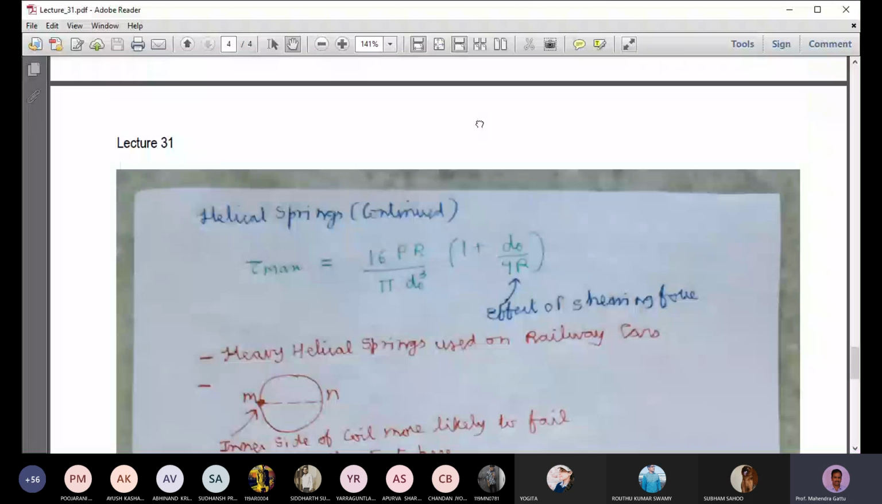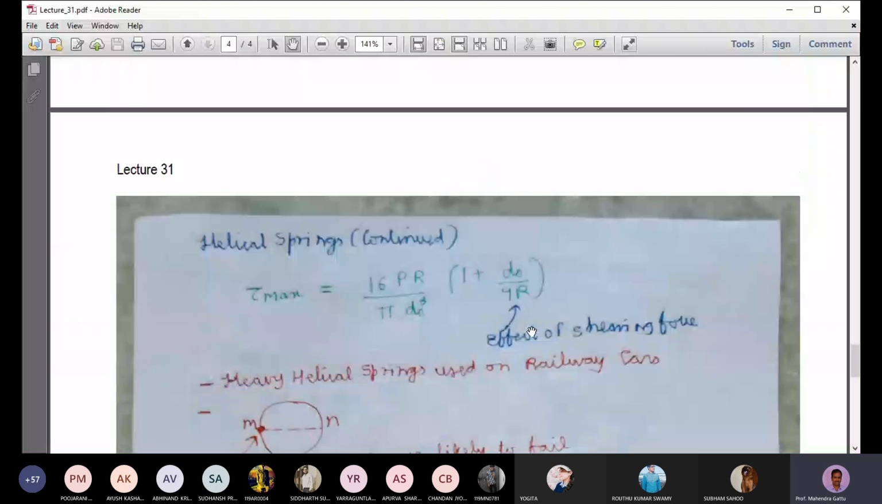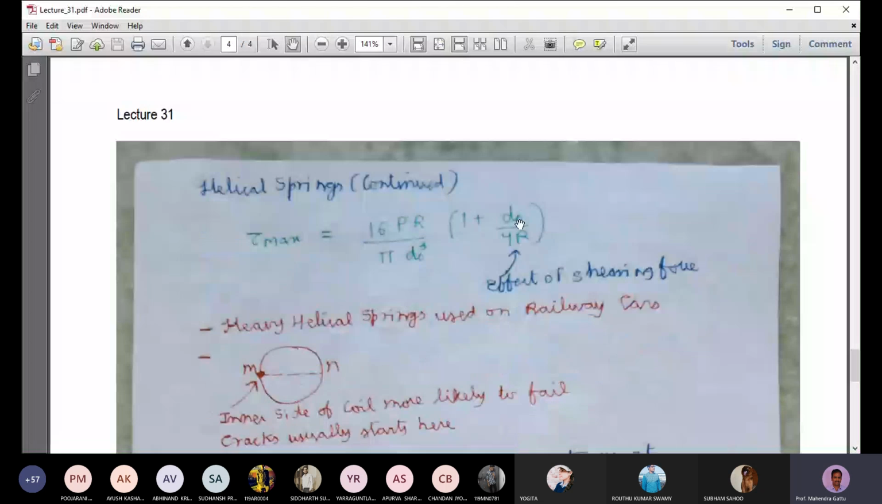So we can simplify this term. We can take 16 PR by pi d naught cube common. So this term will be 1, and here we multiply by pi d naught cube by 16 R, so we will get d naught by 4R. So the maximum shear stress is 16 PR by pi d naught cube into (1 plus d naught by 4R). That is the maximum shear stress, and it's occurring on the inner side of this coil at point M.